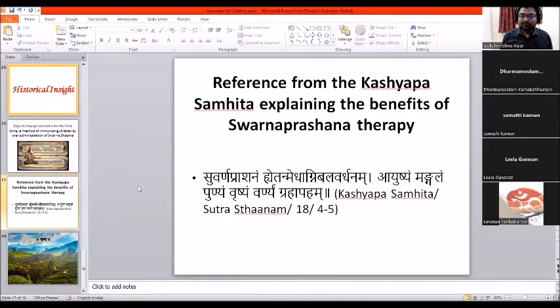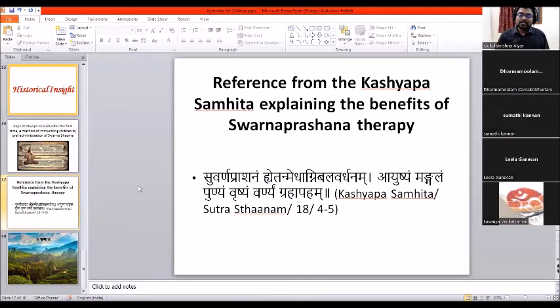The good buildup of muscles and bones could be considered as Balam. Good immunity could be considered as Balam. And Ayushyam, something that is good for Ayush or the lifespan. So something that enhances lifespan is Ayushyam. Mangalam is something that is auspicious. And then Punyam, and then Vrishyam, which is very good for sexual health later on in life. And Varnyam, it enhances complexion. Grahapaham, so it wards off the evil effects of the grahas.